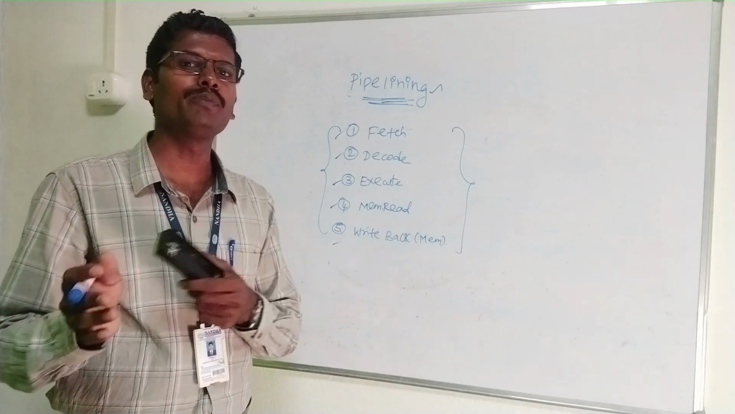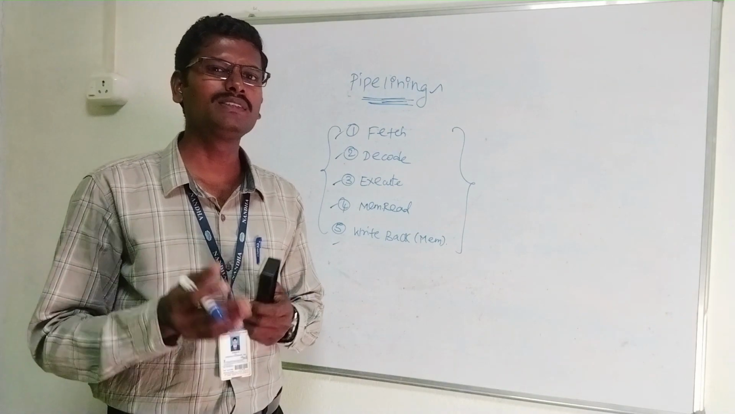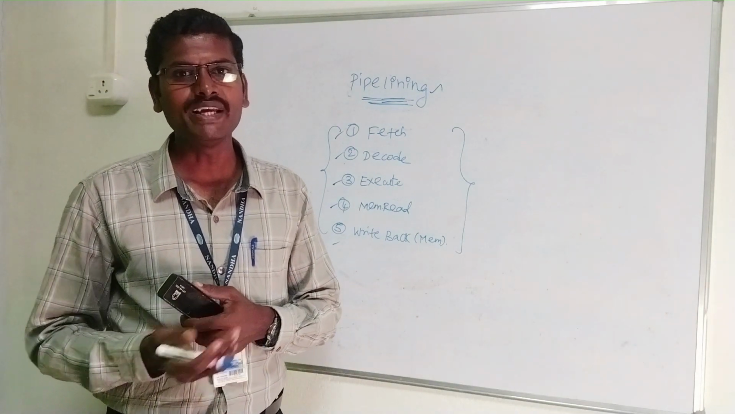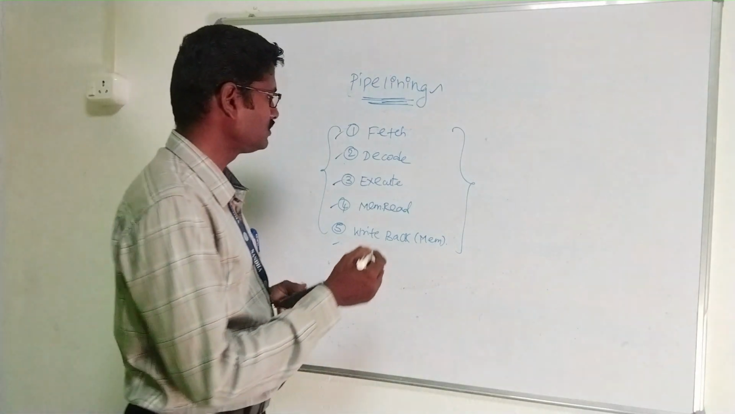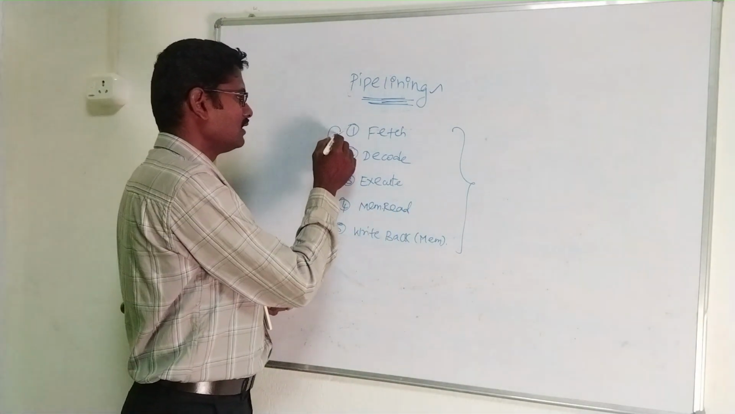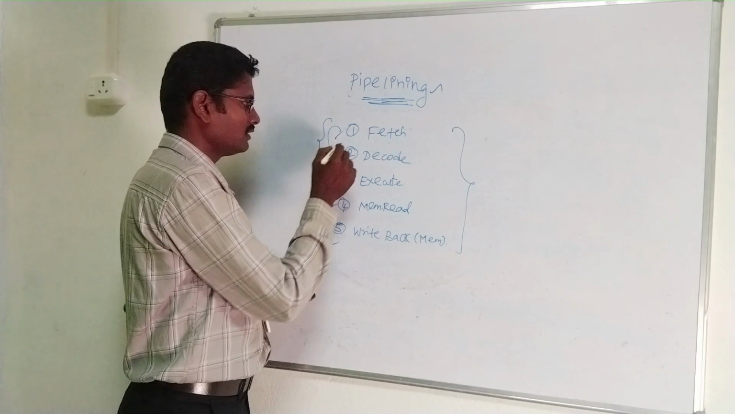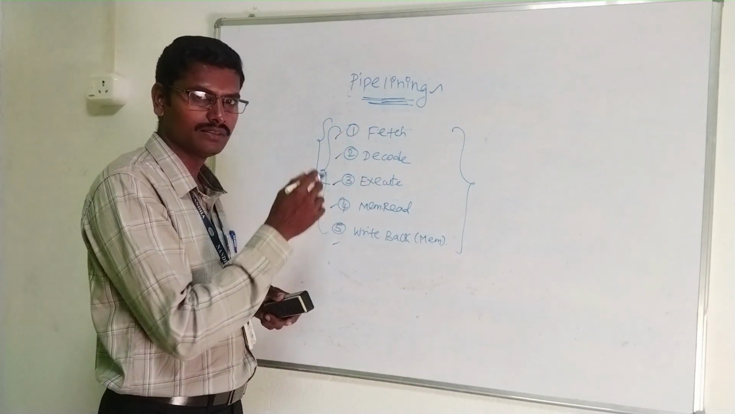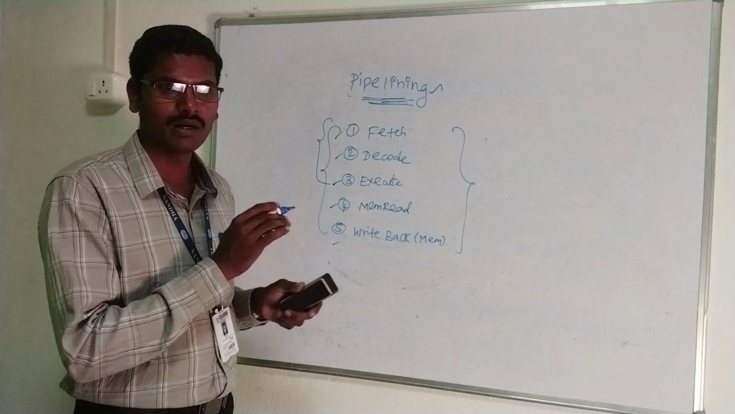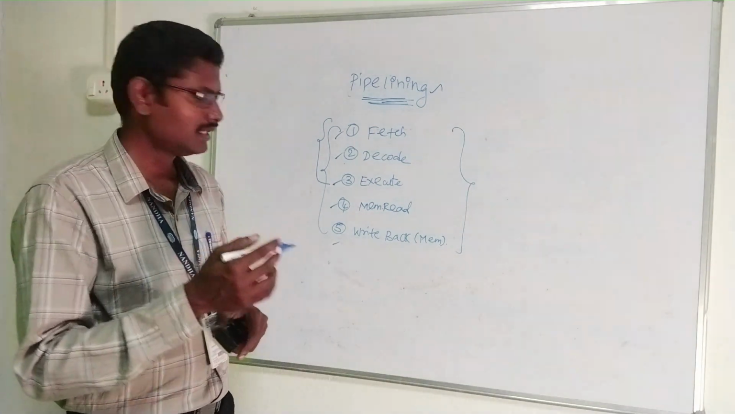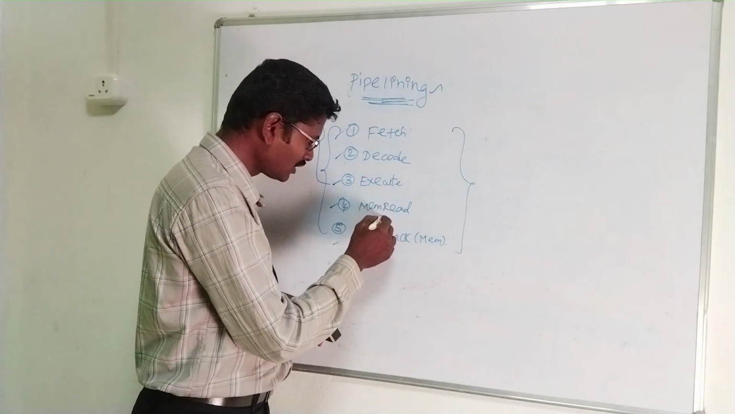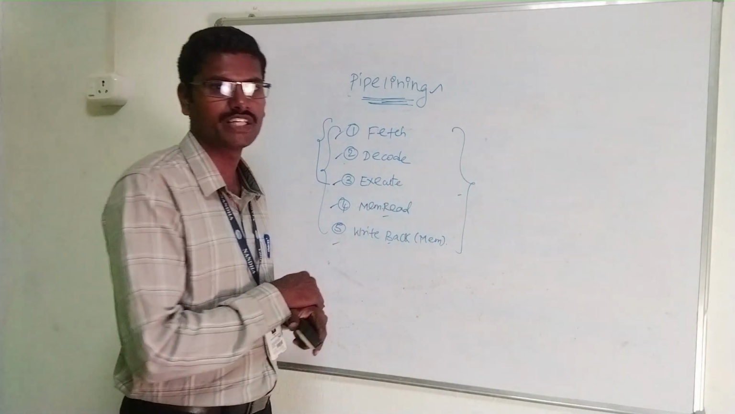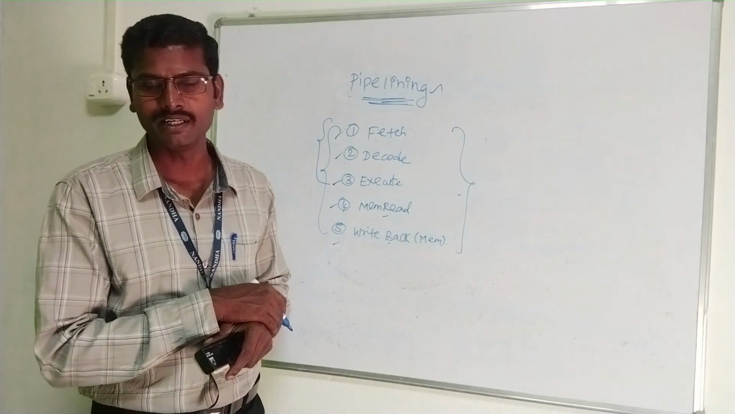There are 2 different kinds of pipelining. The first kind is 3 stage pipelining, and the second is 5 stage pipelining, right? 3 stage pipelining is nothing but it stops at the first 3 stages, I mean fetch, decode, execute. These 3 stages come under 3 stage pipelining, and fetch, decode, execute as well as memory and write back is known as 5 stage pipelining.